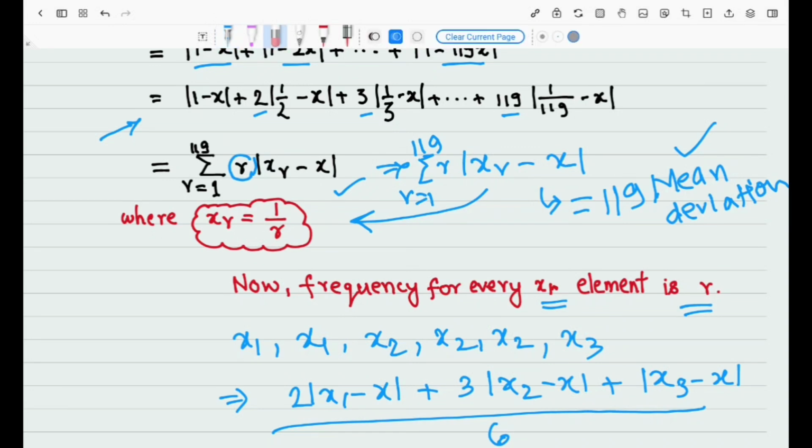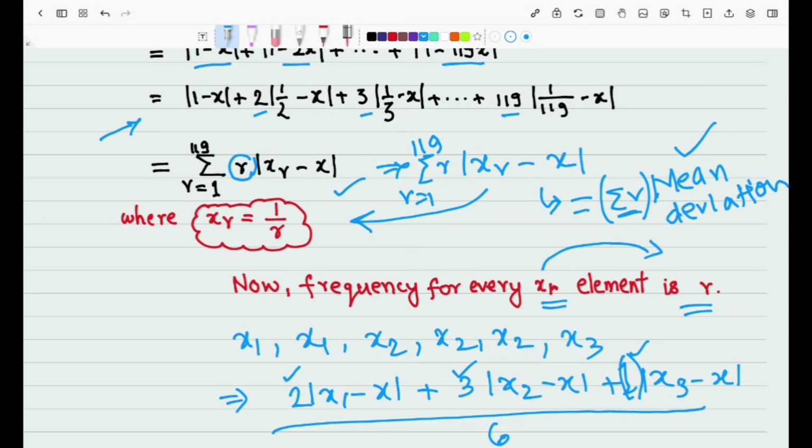That is what it becomes right now. And there is a mistake that I have committed here, that is this 119; it will not be 119, this will be just the summation of r, right? Because the total number of terms should be the divisor. Here I am not taking just 1, 2 and 3, I am taking the frequencies and adding them up. So for every x_r element the frequencies are r.